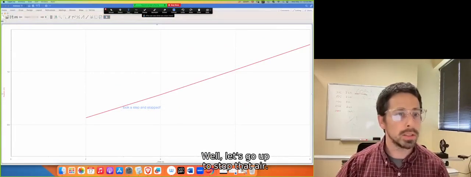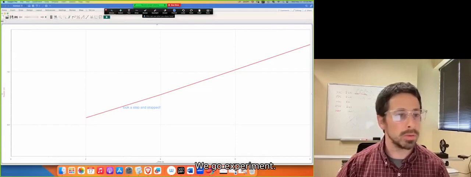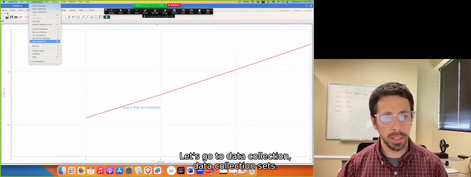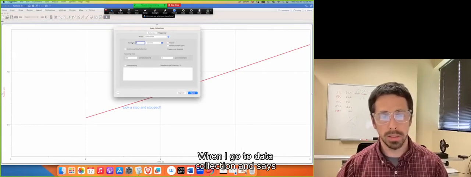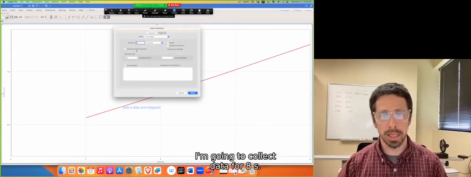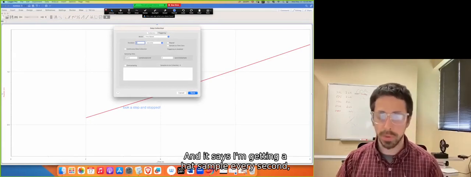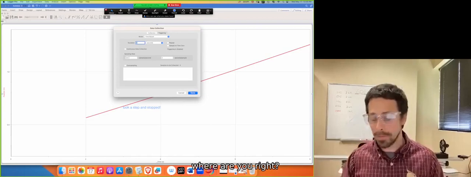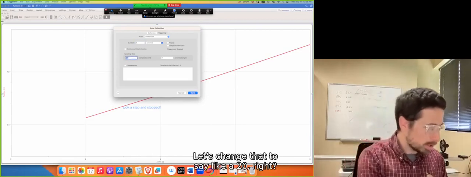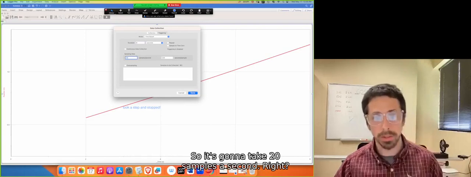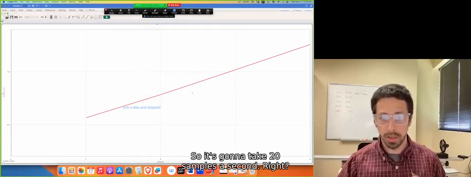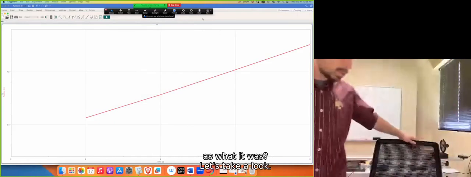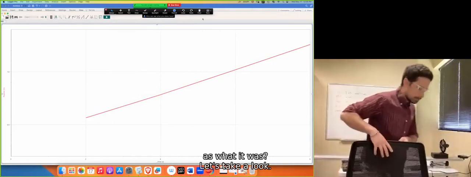Well, let's go up to Experiment. Let's go to Data Collection. Let's see what Data Collection says. It says I'm going to collect data for 8 seconds, and I'm getting a half sample every second, which means every 2 seconds it's going to say, where are you? Now let's change that to say 20, so it's going to take 20 samples a second. Now, what's this going to look like? Is this going to look the same as what it was? Let's take a look.